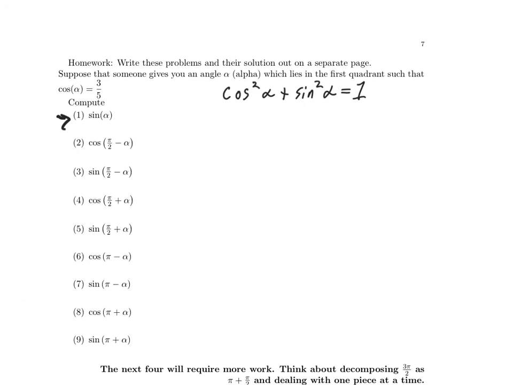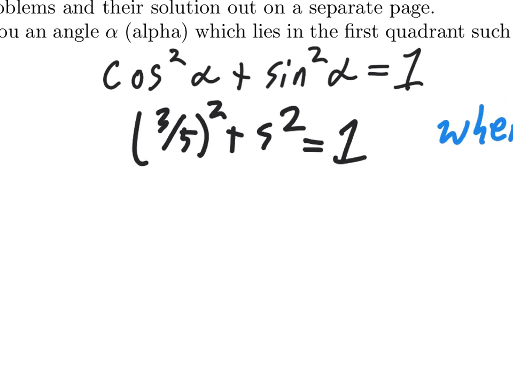And now let's use the givens. I am given that the cosine of alpha is 3/5. So that means it should be that (3/5) squared plus sine, you know what, I'm going to be lazy, S squared is equal to 1, where S equals sine alpha. So this way I can avoid writing sine of alpha all the time. So apparently I want to solve for S. I want to know what sine of alpha is, and S is the sine of alpha. Let's do that.